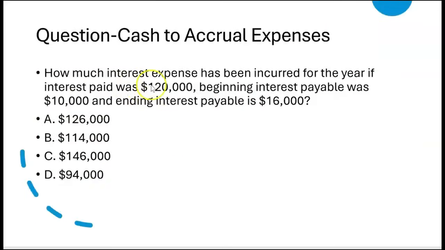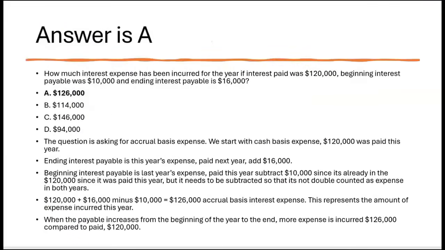Here they want to know how much interest expense has been incurred for the year if interest paid was $120,000, beginning interest payable was $10,000, and ending interest payable $16,000. And the answer is A, $126,000. The question is asking for accrual basis expense. We start with what they give us, which is cash basis expense. $120,000 was paid this year for interest.